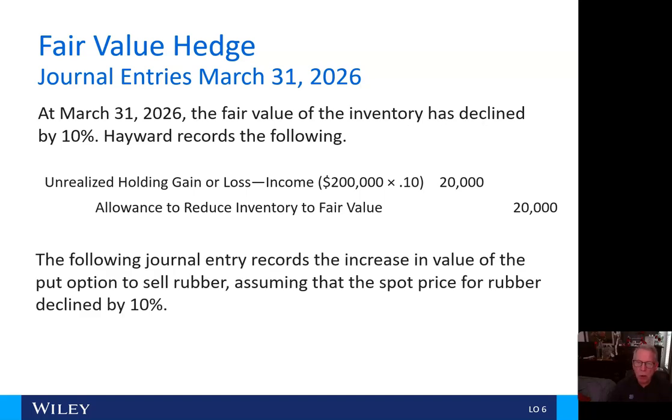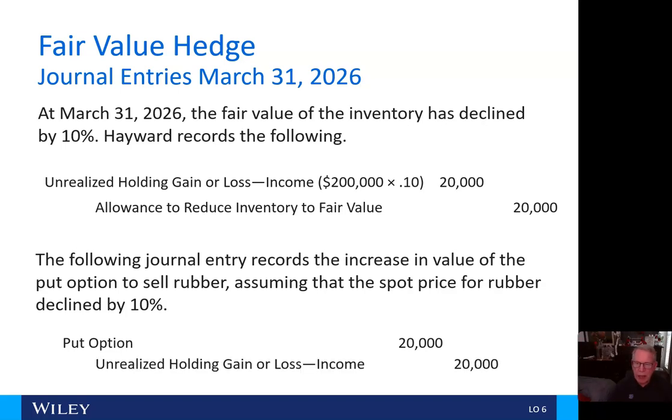Now, the following journal entry records the increase in value of the put option to sell rubber, assuming that the spot price for rubber declines by 10%. So, the put option is going to be debited for $20,000, and the unrealized holding gain or loss dash income is going to be credited for $20,000.